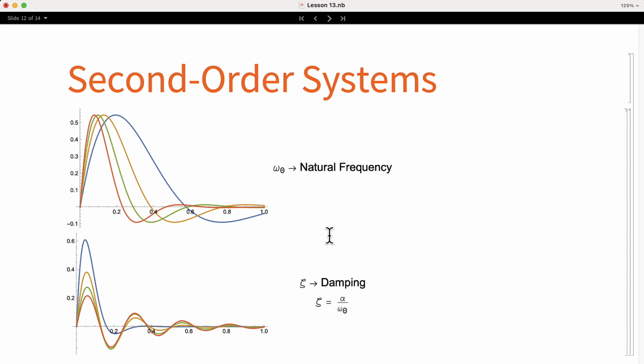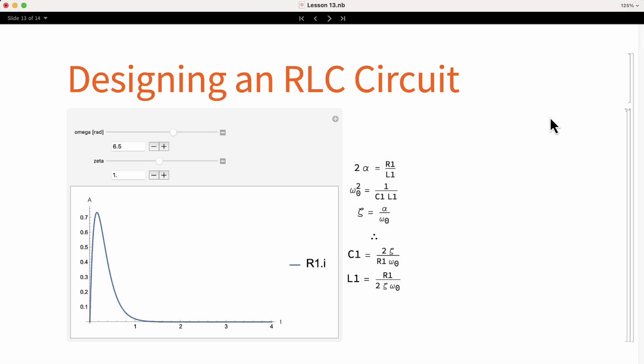Alpha is the damping ratio. But when designing a system, it is more useful to use the symbol zeta, which is defined as the damping ratio over the natural frequency. I obtained the second plot by changing the damping value represented by zeta. In order to get the component values for a given natural frequency and damping, we need to take the equations that we defined that convert the RLC equation into the general second order equation. Here you can see them.